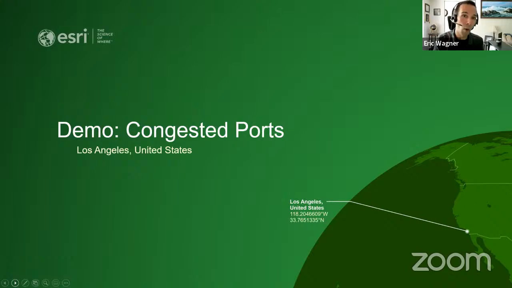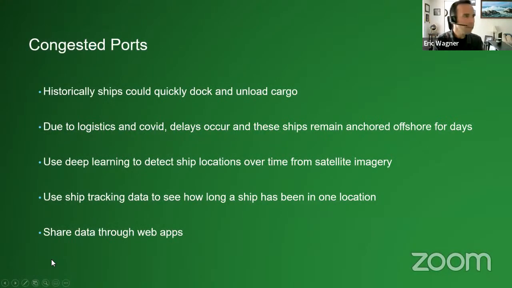GIS can help us do this with all kinds of different data types. Historically, ships would come to port, unload their cargo pretty quickly, and then go back out to sea. Their job was done. But due to COVID and staff shortages or backups at ports, these ships spent long periods of time anchored in the harbor, whether they're dumping garbage or running off of their diesel generators, creating pollution for these local areas, for the air, the water, and local inhabitants.